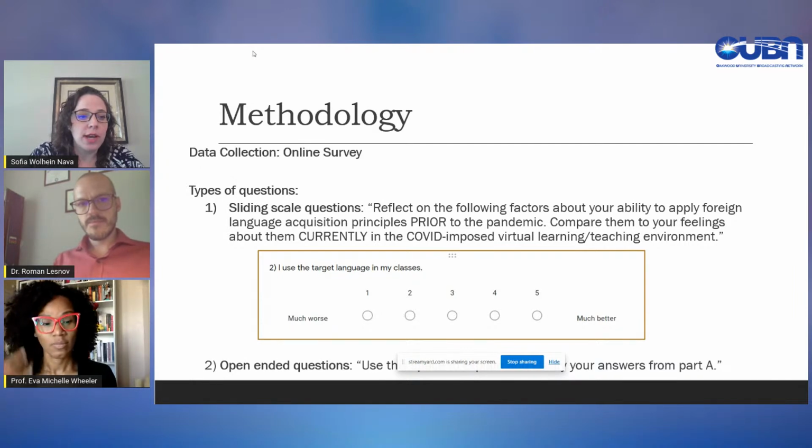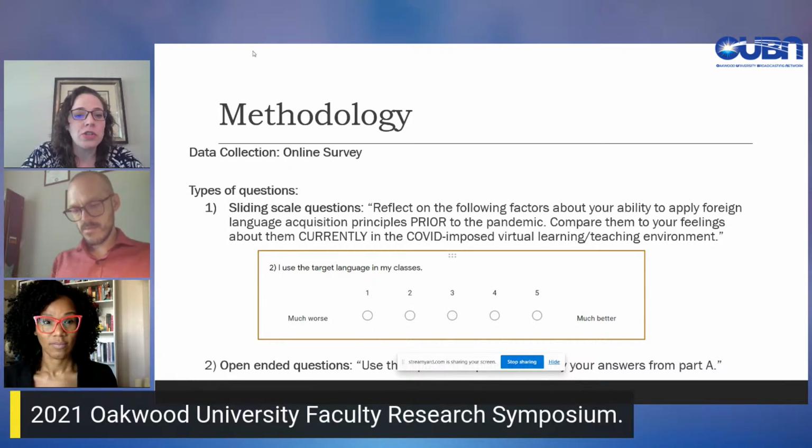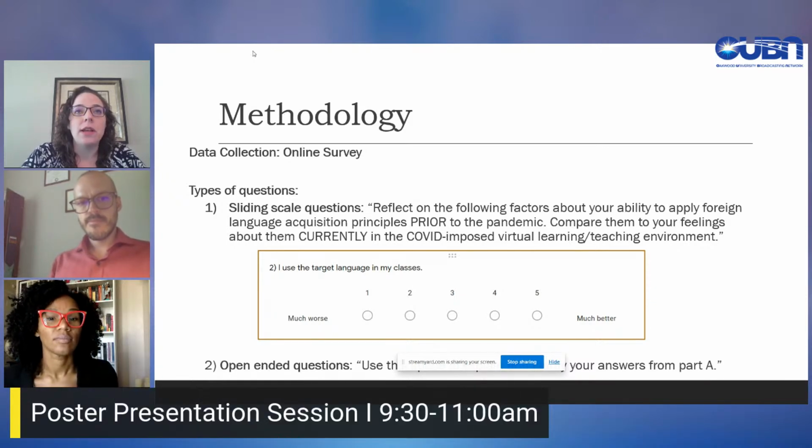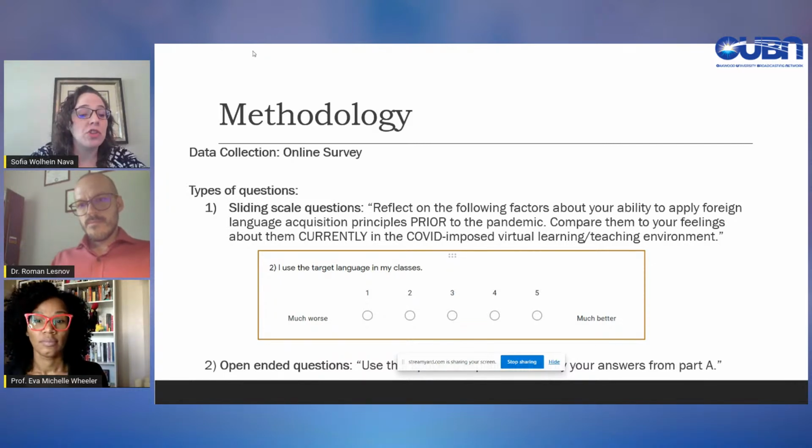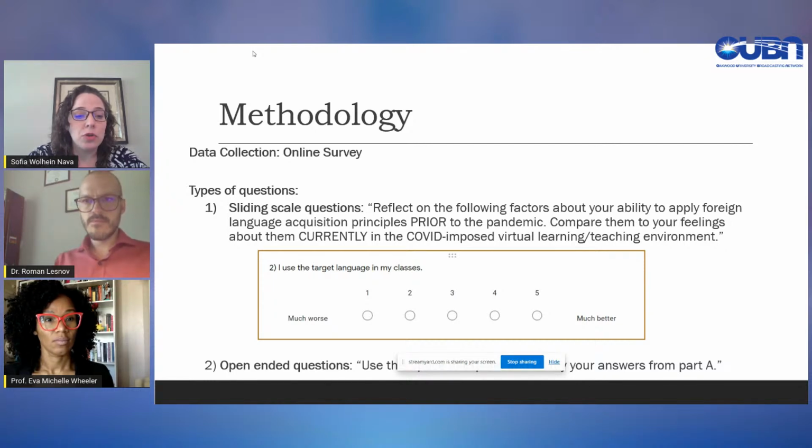This survey included two types of questions. The first one was a sliding scale question in which the participants compared their feelings about a specific factor before the pandemic and their feeling about that same factor now. So for example, as you can see on the screen, the factor "I use a target language in my classes," if a participant answered with a 1, that would mean that the participant felt that he is able to use a target language in a much worse way now than before the pandemic.